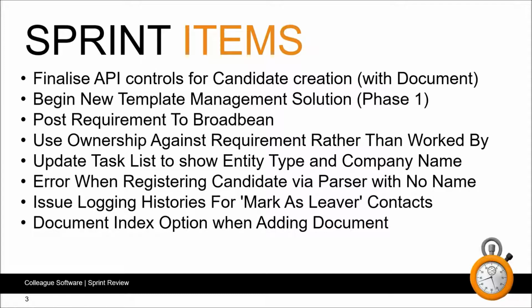We've updated the task list so that this appears differently. This now shows the entity type and the associated company to any linked contact records. I'll demonstrate what I mean by this shortly.